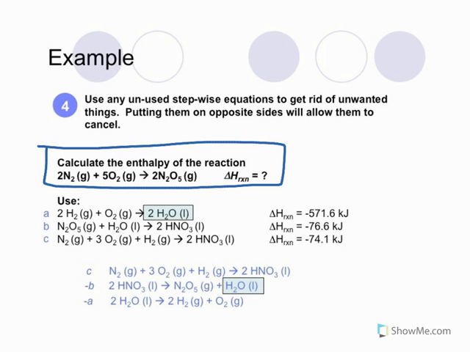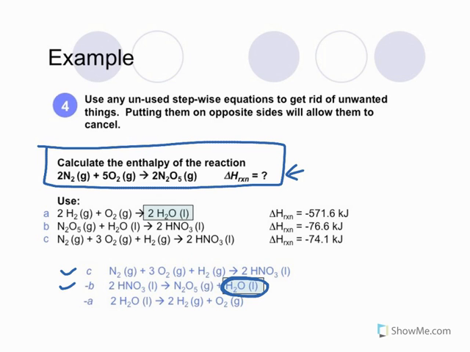Okay, so far we've used reaction C and reaction B. Now let's see. Use any unused stepwise equations to get rid of unwanted things. Putting them on opposite sides will allow them to cancel. Alright, well, what's an unwanted thing, you may be wondering. Well, if you look here in reaction B, we have water that shows up. But water is not in the puzzle box.